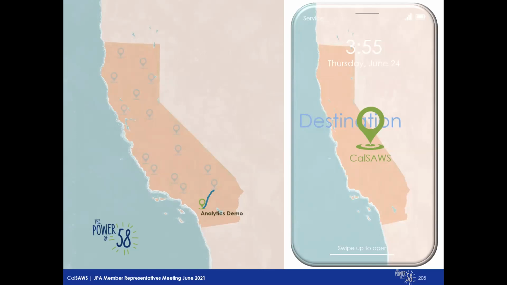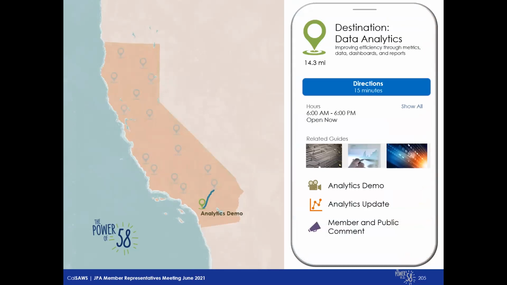Are we there yet? Are we there yet? We're almost there. Our last topic for today, and we're down at the bottom of the state in San Diego Imperial counties. So our last topic is the analytics demo, and we all know data is important and drives our business. So I'll turn it over to Mark for the last topic.